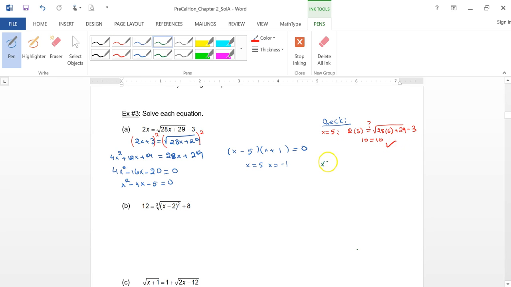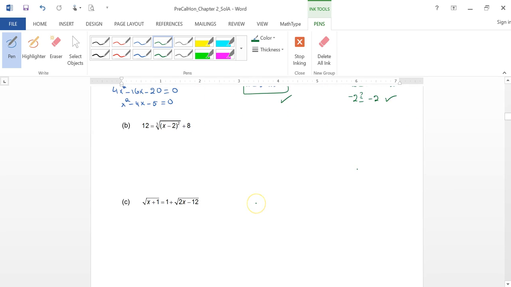What about when x equals negative 1? Probably doesn't. Does negative 2 equal the square root of negative 28 plus 29 minus 3? This is 1 minus 3, which is negative 2, so yes, both of them work. Okay? All right, so now let's do this one. 2 more.